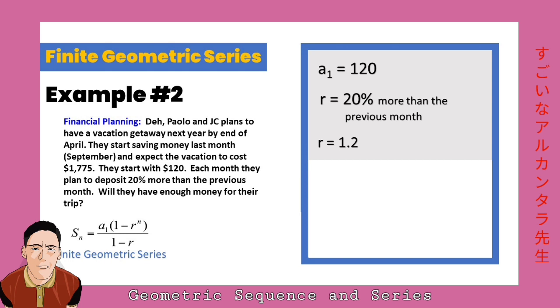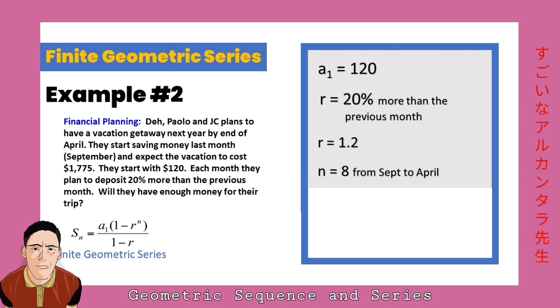And now that we have the first term and the common ratio, what we have to do is to count accurately the number of months. If they start with September, that's your first term. September, October, November, December, January, February, March, April. That's going to be 8 months in total. Hence, your n is equal to 8. That's from September to April. And now that you have these three terms, a sub 1 as 120, r as 1.2, and n as 8, you can now answer the sum of this finite geometric series for us to find out if they will have enough money for their trip.